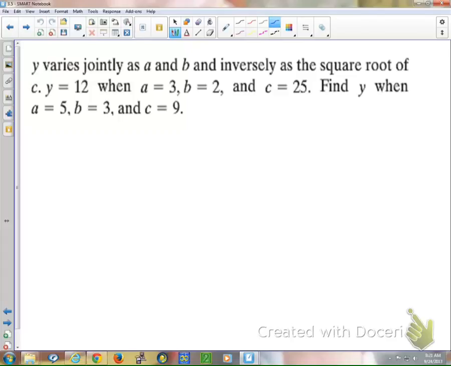So, who wants to tell me how to set this one up? Keith. Y equals K times A times B divided by square root of C.